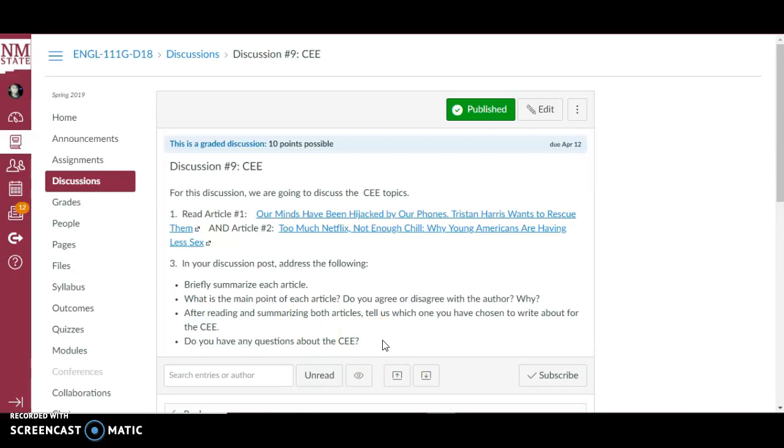Now, one of the things that I do want to mention is that I think it's important for you to read both articles. That way you can make an educated choice on which article is better suited for you and which article you can write the most successful essay on. So definitely read both of them, and after you've read them, try to figure out which one works best for you in order to write your essay.